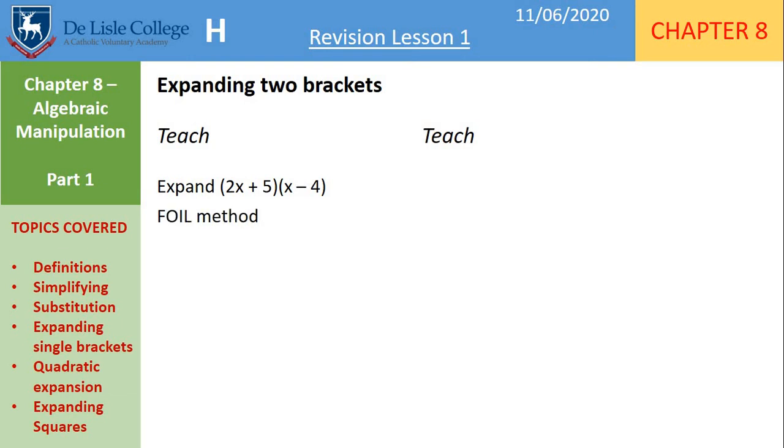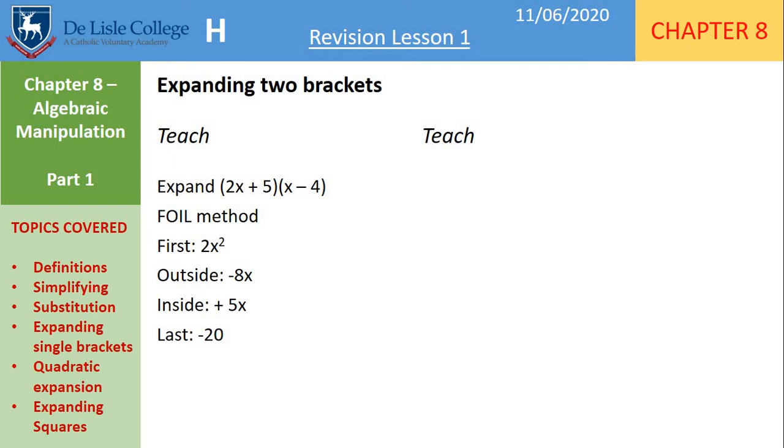So the first method I'm going to recap is the FOIL method. So remember that this stands for first, so we'll be multiplying the first terms together. So 2x multiplied by x gives us that 2x squared. The O is the outer term, so that'll be 2x multiplied by negative 4 to give us negative 8x. The inside term, so that will be 5 times x, which will give us plus 5x. And L stands for the last terms, so 5 times negative 4, which is negative 20.